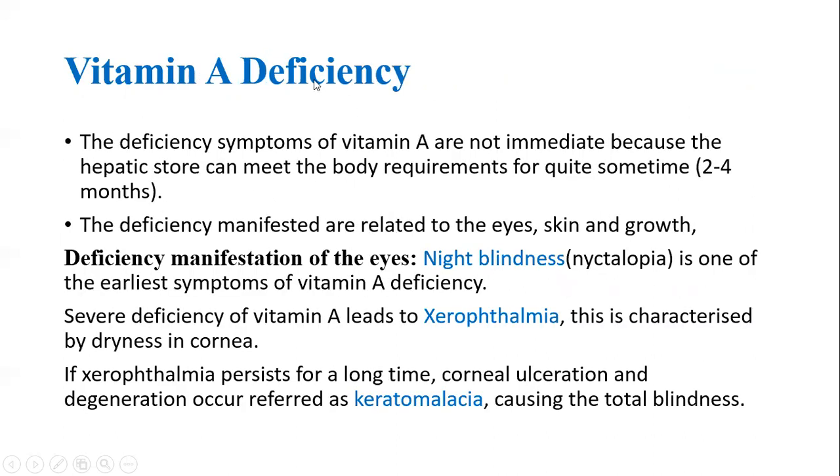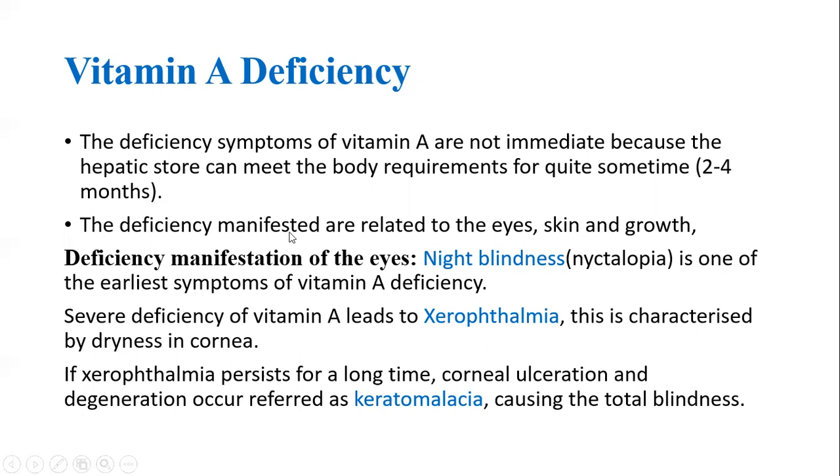Now we're discussing the deficiency of vitamin A. If our diet cannot provide a sufficient amount of vitamin A, this leads to deficiency symptoms. The deficiency symptoms of vitamin A do not appear immediately, because vitamin A is a fat soluble vitamin. That's why it can be stored in our body, in the liver and adipose tissue. That's why the hepatic store of vitamin A can meet the body requirement for quite some time, 2 to 4 months, without producing symptoms. The deficiency manifestations may be related to the eyes, skin, and growth.